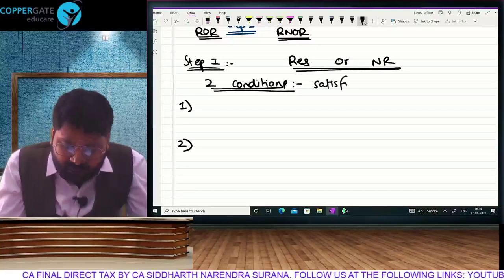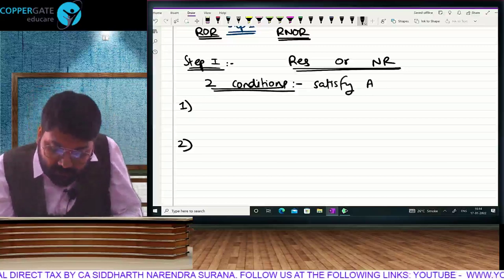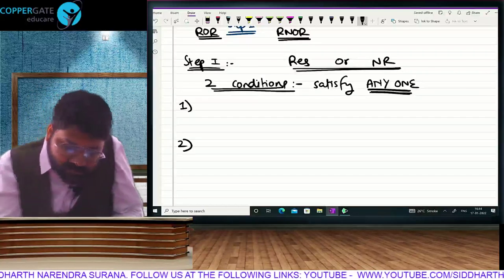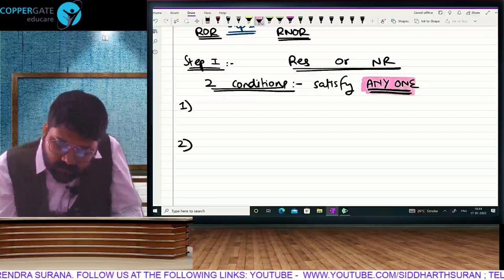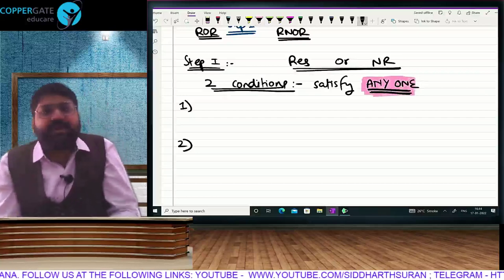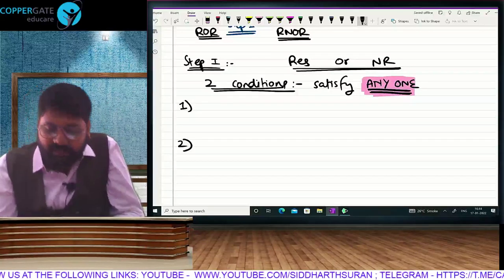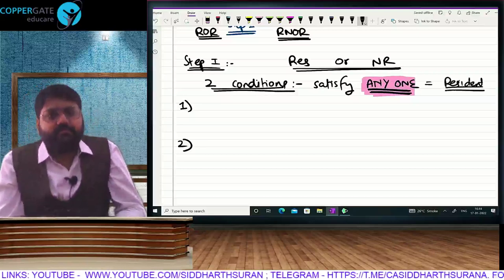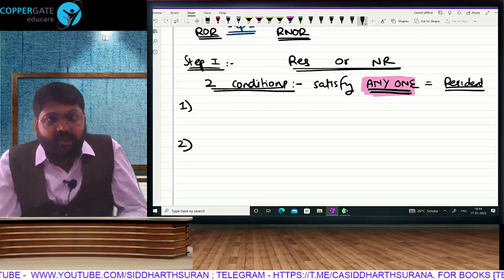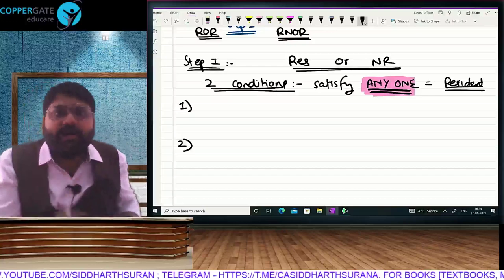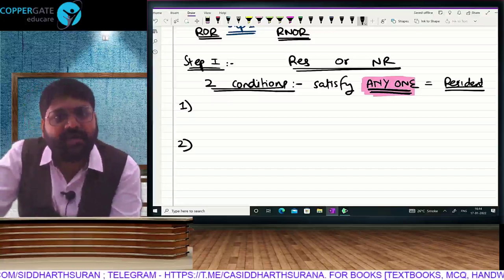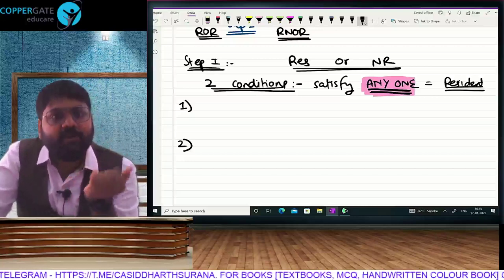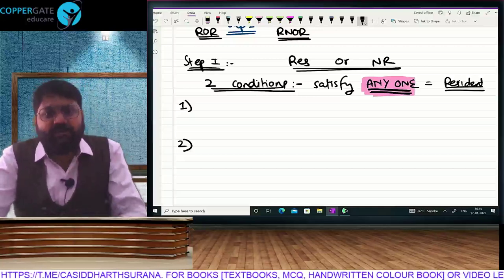If you satisfy, please focus, any one also out of the two conditions, ladies and gentlemen, then you will be treated as a resident. That means, if you satisfy condition 1 or condition 2, any one of them, then you will be considered or treated as a resident, and your world income will be taxable in India. World income, global income, because that is the rule that applies for residents. World income is going to be taxable in India.